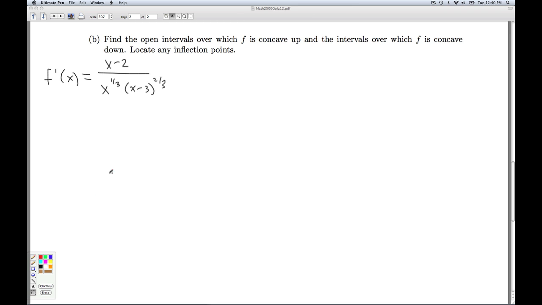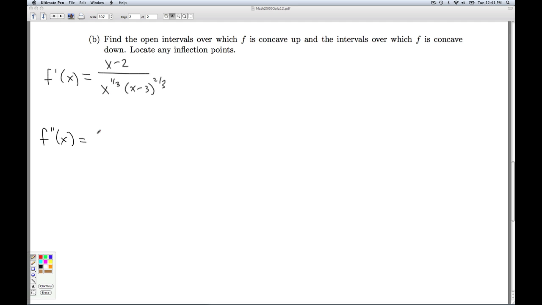We're asked to find the open intervals over which f is concave up and concave down. To do that, we need the second derivative. So I need to take the derivative of the first derivative. And if I substitute in a value for x and go through the simplification process, the last thing I would do would be that quotient, which means the first thing I'm going to do is the quotient rule.